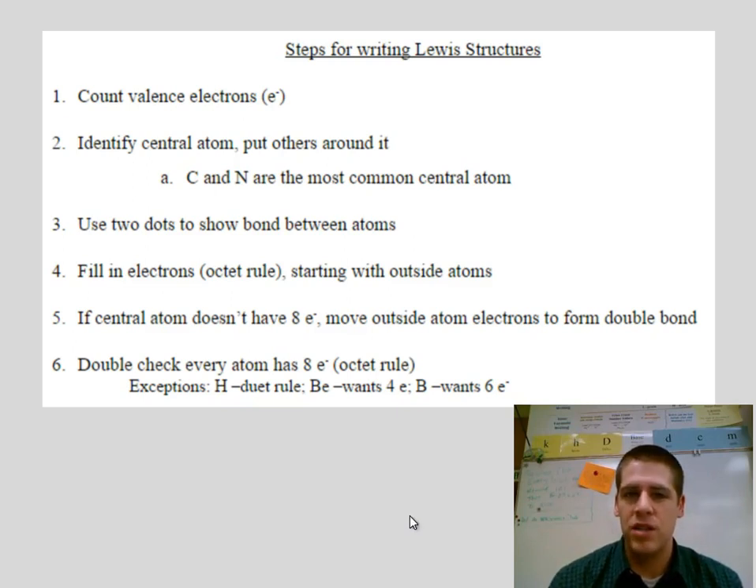This step-by-step process is really the easiest, most straightforward way that I know of for doing Lewis dot structures, especially complicated ones like multiple bonds, like double and triple bonds. Okay, so pause the video and write down these steps. We'll be using these when we do some examples.